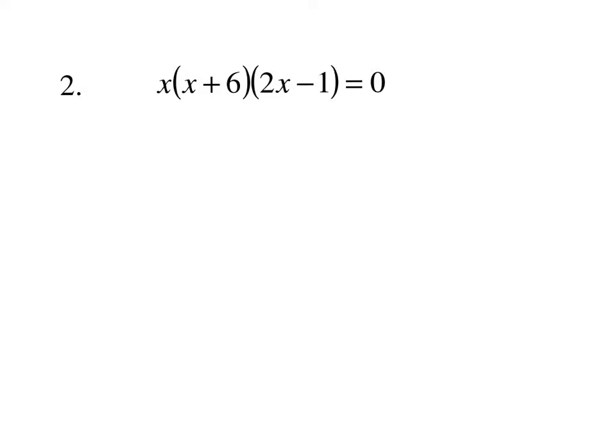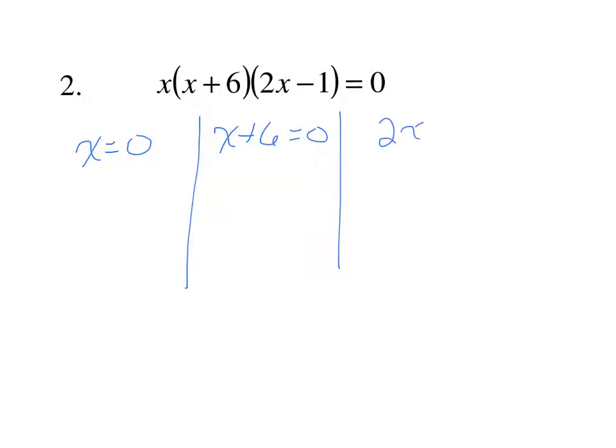Question 2. First step, make sure it equals 0. Second step, factor, already factored. Third step, make your little equations. Well, now this time we have 3 factors, because besides the 2 binomials, we have this GCF out here. And it turns out that this one could equal 0 also. So we're going to have 3 little equations this time. The first one coming from here, x = 0. The second one, x + 6 = 0. And the third one, 2x − 1 = 0.